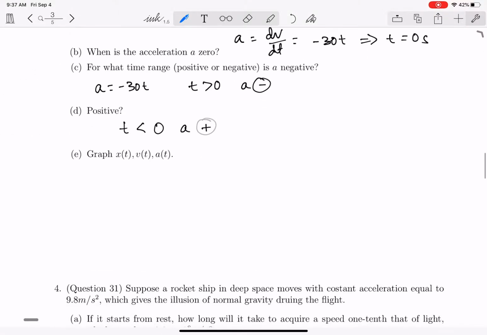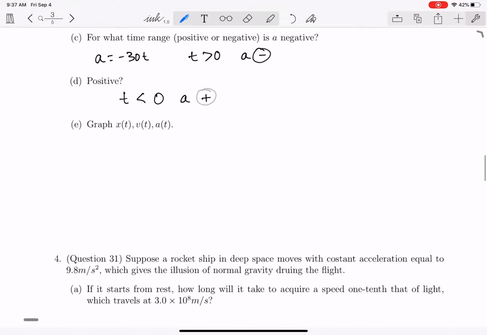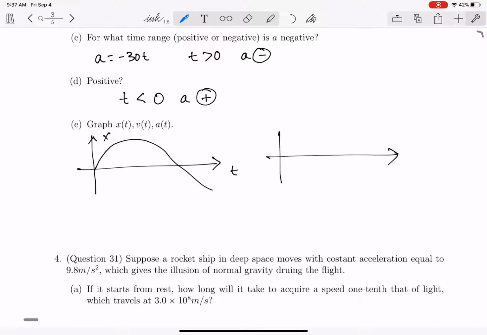Similarly, you can draw a graph. Just for visualization purposes, you can plug that into your scientific calculator. This is your v-t graph. Acceleration is constant. Sorry, this is not constant, it is negative 30t.